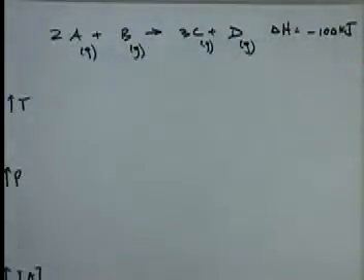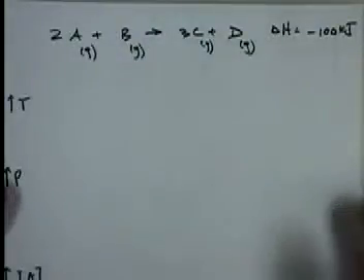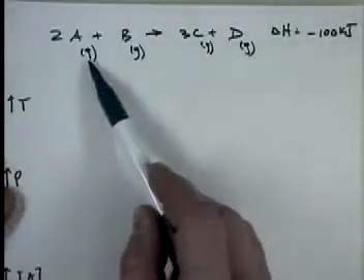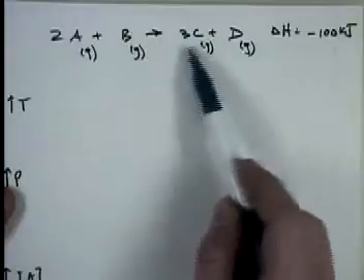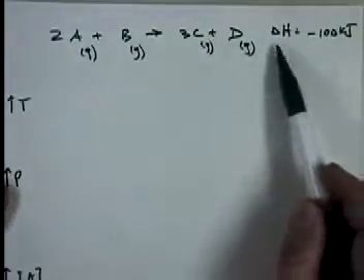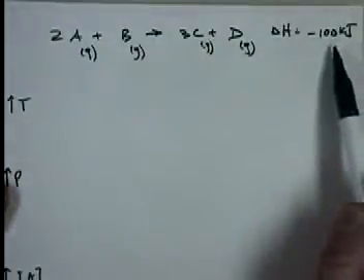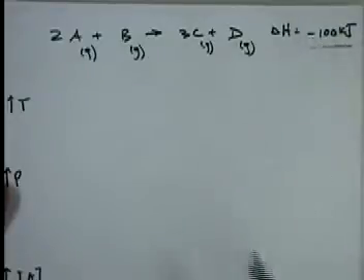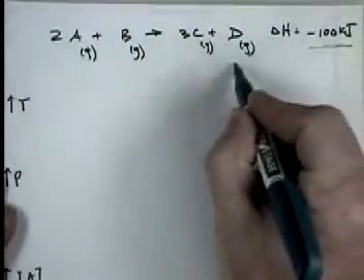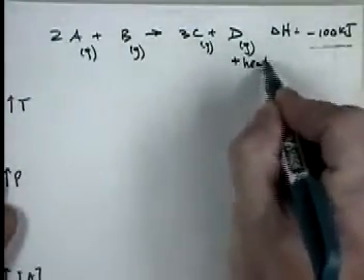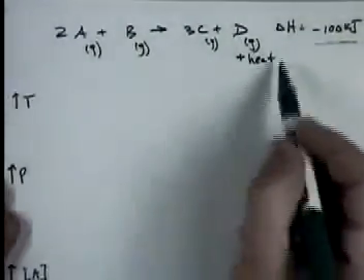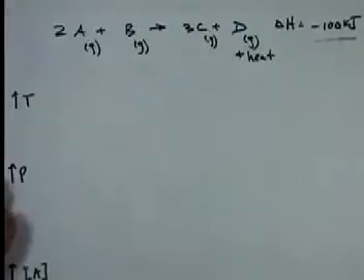Okay, now let's take a look at some example problems applying Le Chatelier's principle. Let's take a look at this example problem right here. 2A gaseous plus B gaseous goes to 3C plus D. And notice the delta H is negative 100 kilojoules. What type of reaction is this? Since it's got a negative sign right there, it means it's an exothermic reaction, which means technically what you could do to this side of the reaction is write plus heat and just say that there's a certain amount of heat being given off as a product in this reaction.